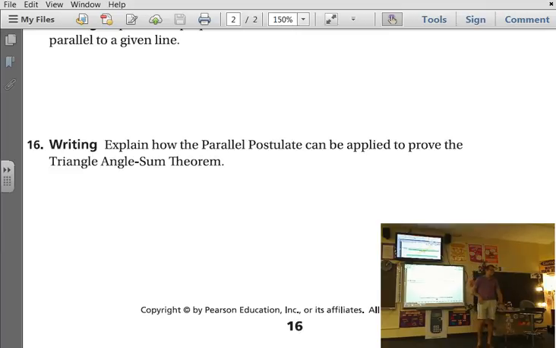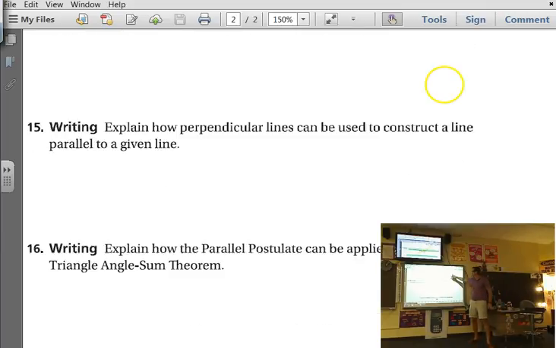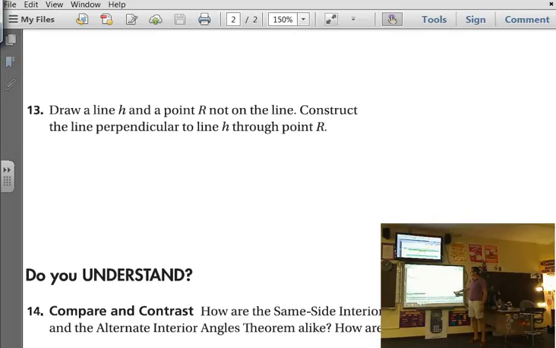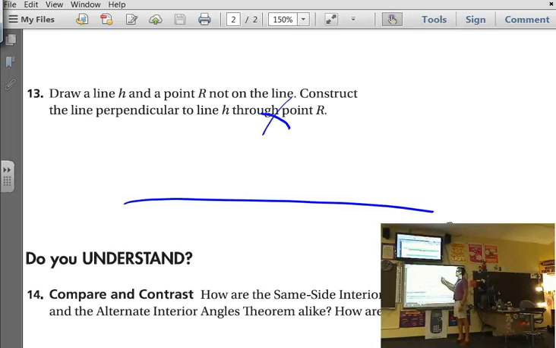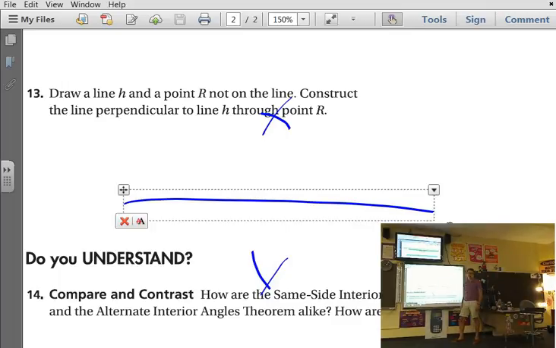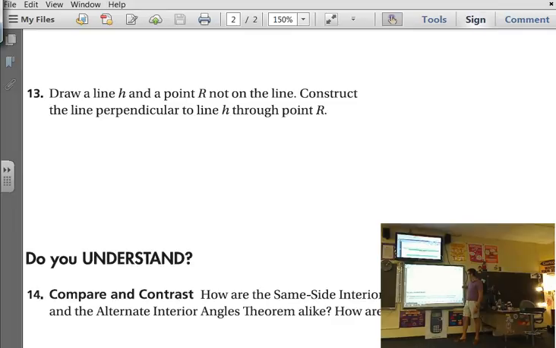Is number 13 just like number 12, but for perpendicular line? Yeah. Okay. So if you draw a line, then you should end up with an arc up here and an arc up there, and an arc down here and an arc down here, and when you connect them, you're going to have points on the line, obviously.